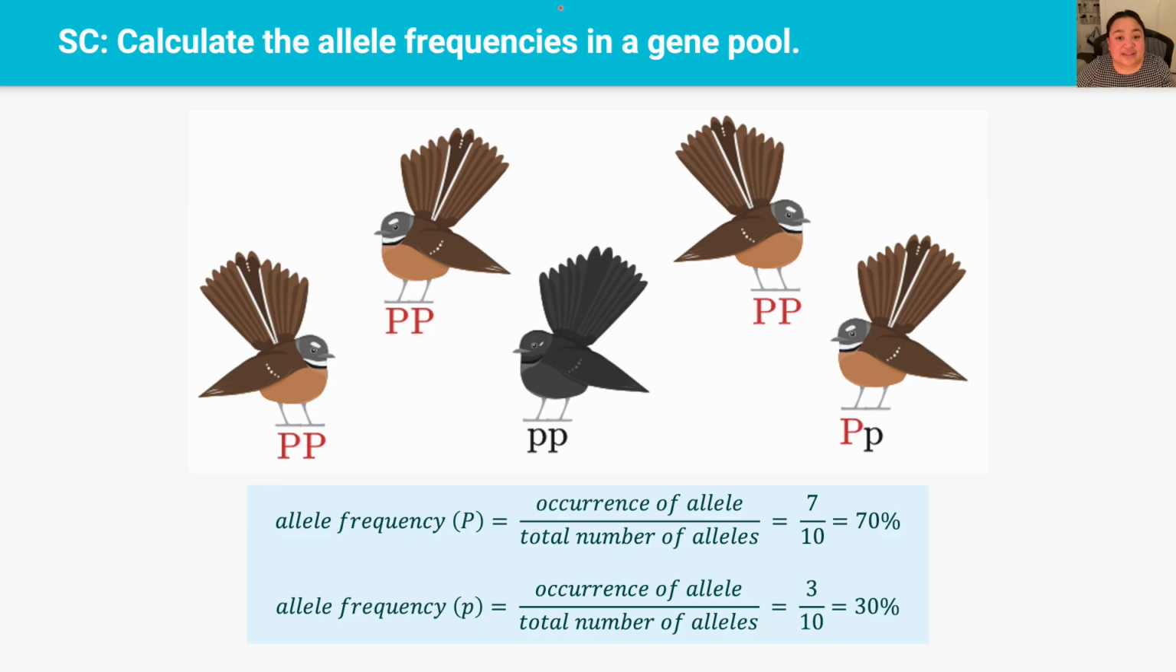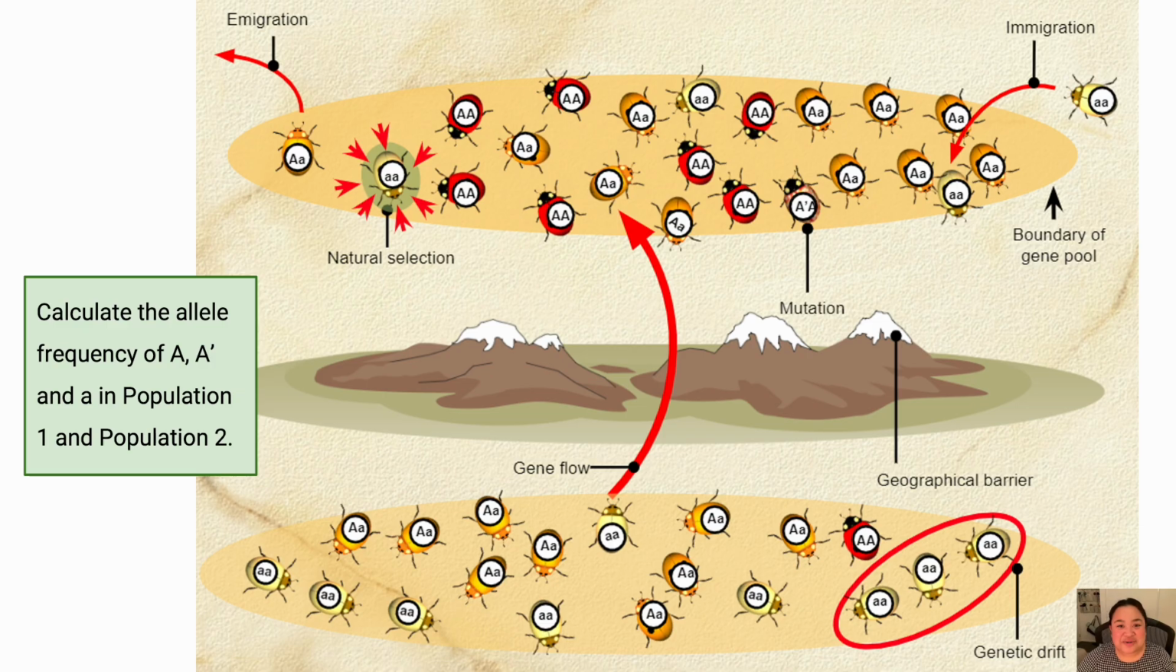Then we need to calculate the allele frequency of the small p allele. So we need to count how many small p alleles there are, divide it by 10. So 1, 2, 3, 3 small p alleles divided by 10 alleles in total equals 30%. So as we can see in this case, the big P allele has more than doubled the frequency of the small p allele.